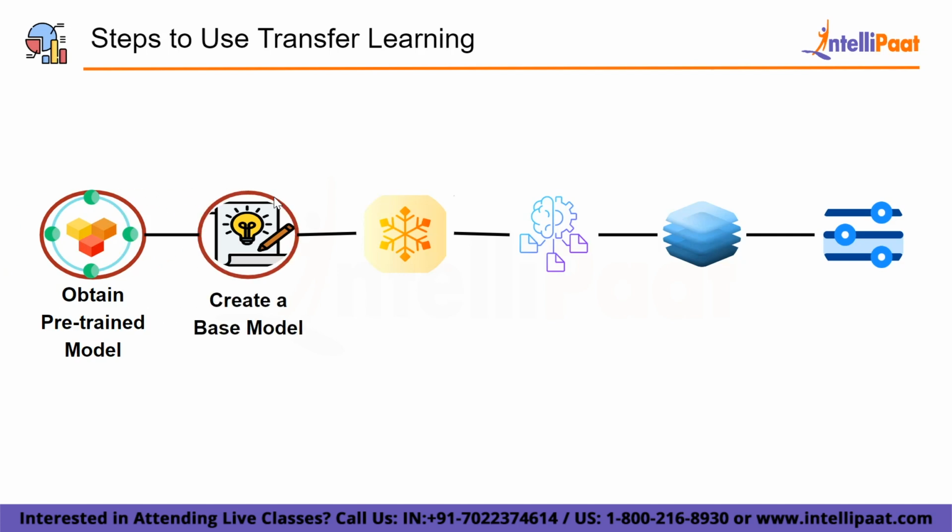Then we create a base model. When we create a base model, we start with the pre-trained model and remove the final classification layers. These final layers are responsible for making predictions specific to the original task the model was trained on.